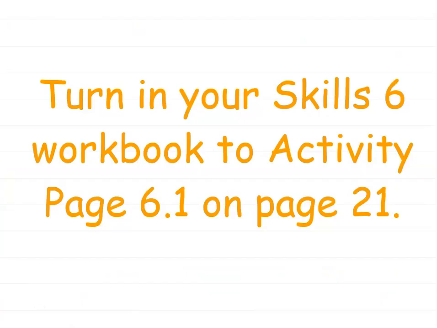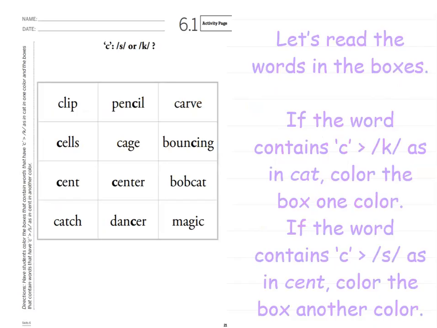Turn in your Skills 6 workbook to activity page 6.1 on page 21. Let's read the words in the boxes. If the word contains C representing the K sound as in cat, color the box one color. If the word contains C representing the S sound as in scent, color the box another color. The colors I'm going to use are pink and blue. The first word is clip. Clip. I'm going to color this box pink because it has the K sound as in cat.